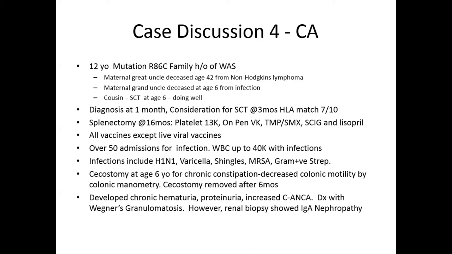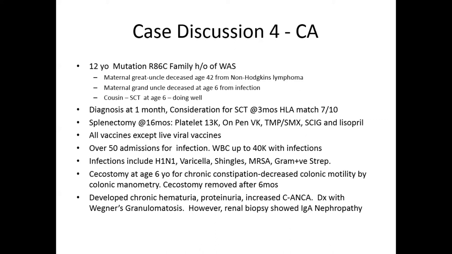So I think this is probably the pre-splenectomy platelet count. He was on penicillin, Septra, subcutaneous IG, and Lisapro. He had all vaccines except the live viral vaccines. He has been admitted to the hospital 50 times for infections. Had the flu, varicella, shingles, staph aureus, I don't know which type of infection, and strep. He had a cecostomy at age 6 for chronic constipation and decreased colonic motility, which was removed again after 6 months. I think we would probably need more history on that to really talk about that.